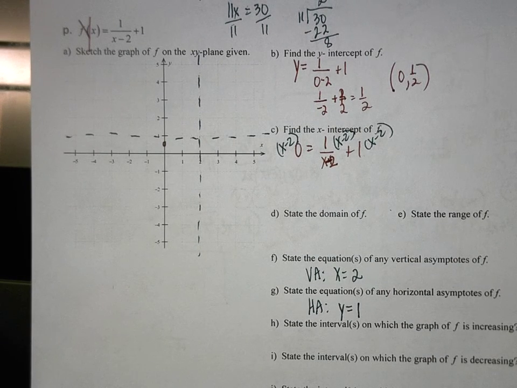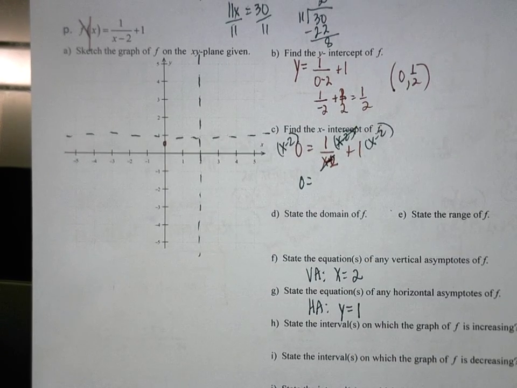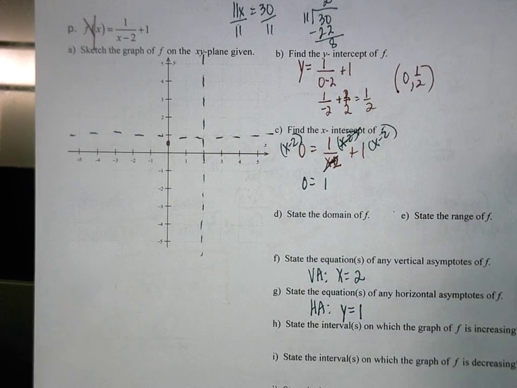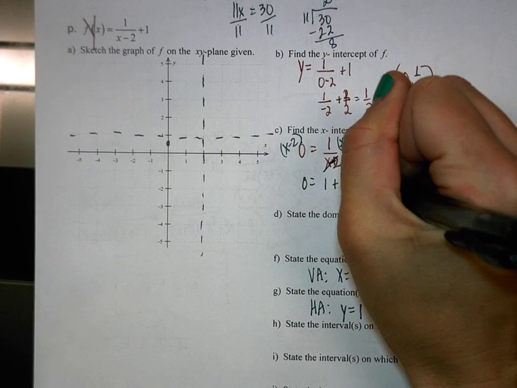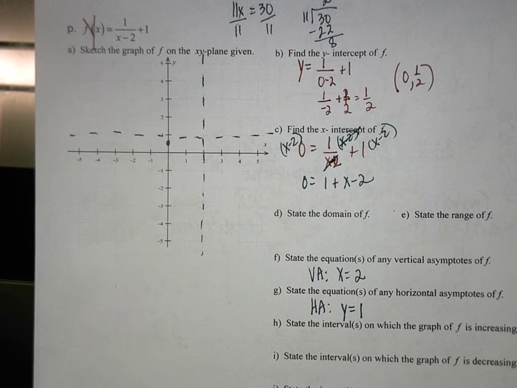What's 0 times anything? 0. So we have 0 equals. The x minus 2's cancel, and I'm just left with 1. And then 1 times x minus 2 is just x minus 2. Okay? To solve now, we would combine like terms.